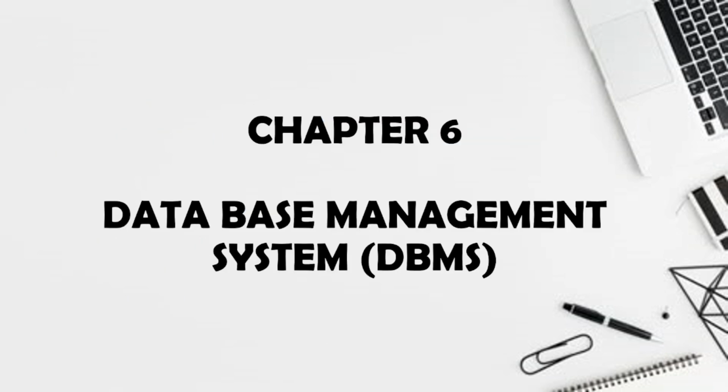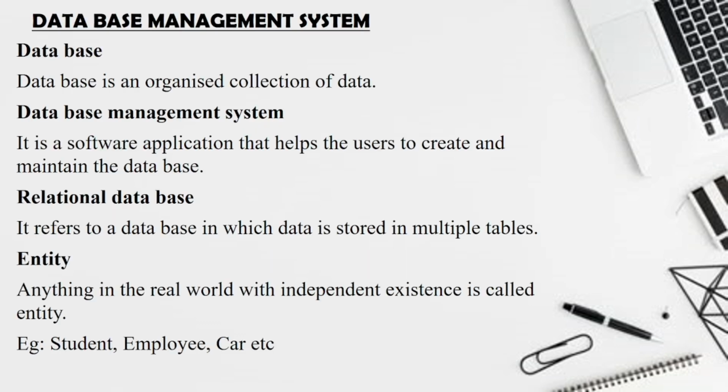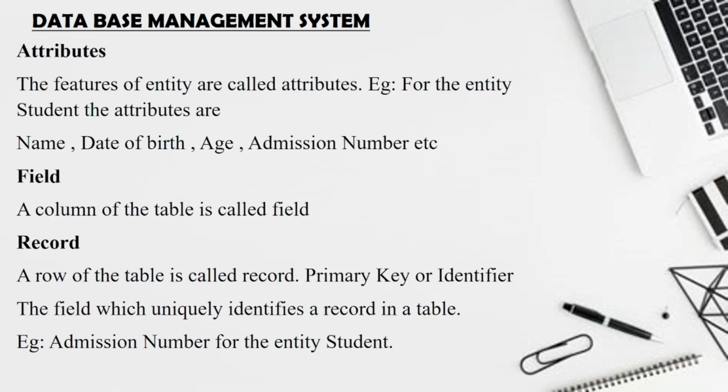Moving to the last area of our computerized accounting, it is the database management system. You know very well, a very important area. What is a database? It is an organized collection of data, and the database management system means what? The software application we are using for creating and maintaining a database. A relational database is one in which the data is stored in multiple tables. And you know very well what an entity is. Anything in the real world with independent existence is called an entity. Business entity concept you have to remember. Attributes show the key features of any element or entity.